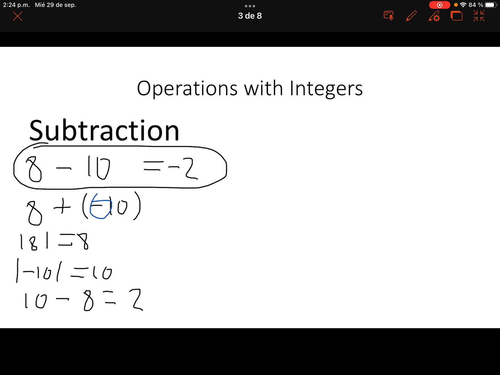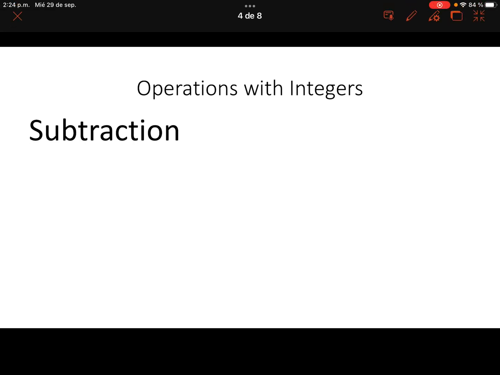Let me provide one more example in order to understand better. Let's analyze this case: 3 minus -5. Remember, the first number, 3, we keep the same. The subtraction we change into an addition, and the second number we replace by its opposite. The opposite of -5 is 5. Then we have to solve the addition.